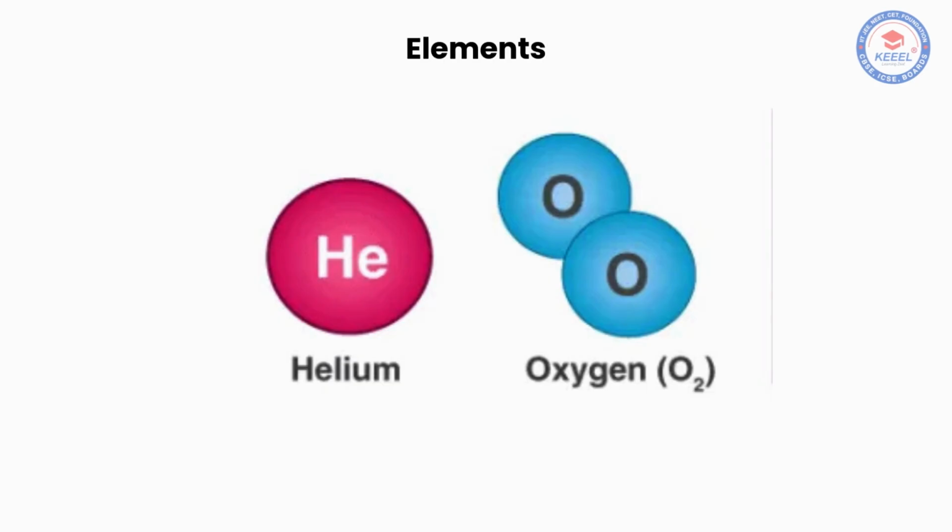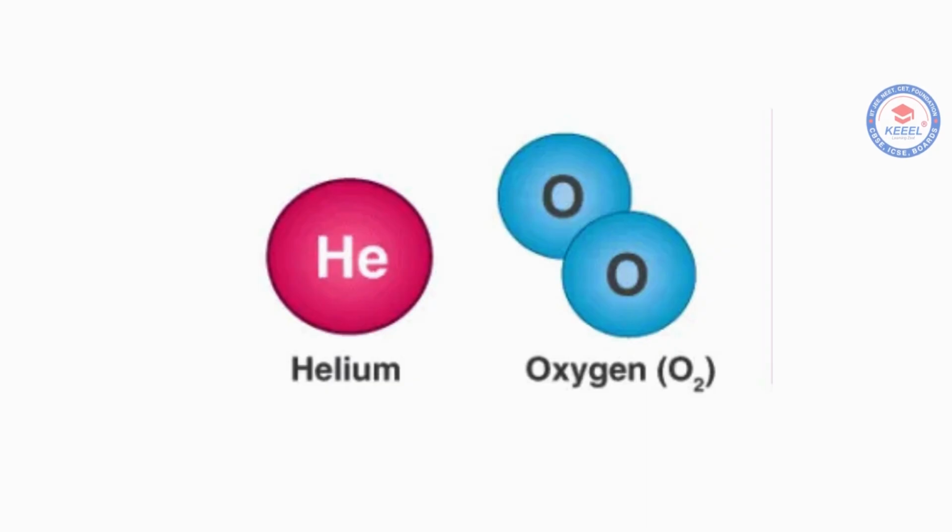Elements. An element is a pure substance made of only one kind of atom. It cannot be broken down into anything simpler. Features of elements: same type of atoms throughout, have special properties, found in nature or made in labs.